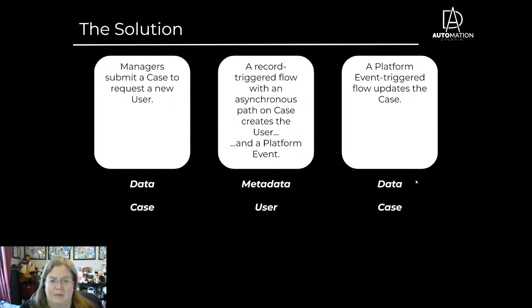So platform events is how we decided to get around this particular challenge. So here's what we ended up building. Managers will submit us a case to request a new user. That case record comes through. That's one of those data objects. So we're going to have a record triggered flow that is an after save that uses that asynchronous path on case to create the user. Now the asynchronous path is important because what it does is it finishes the transaction that creates the case before it starts a new transaction to create the user. So we can have that dividing line, that break between our data object of case and our metadata object of user.